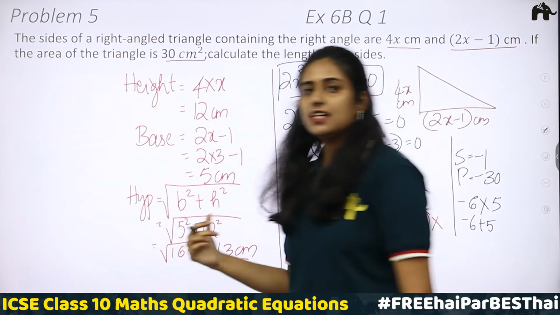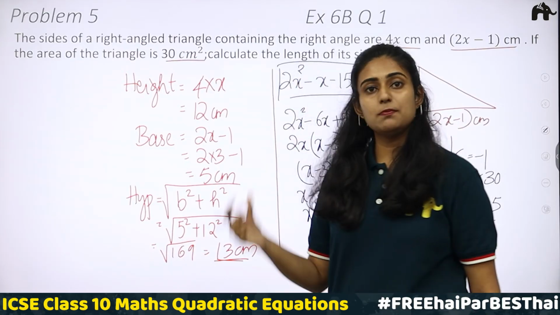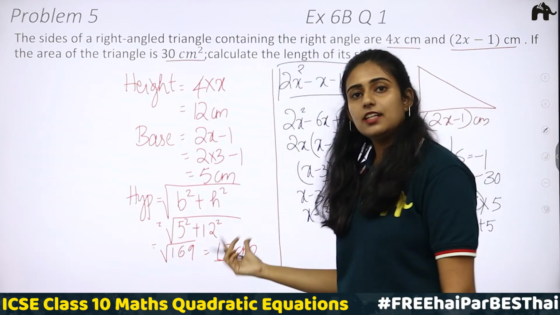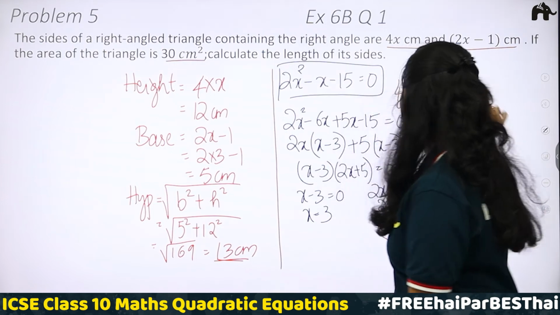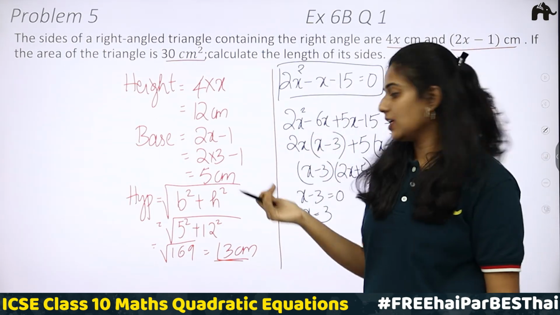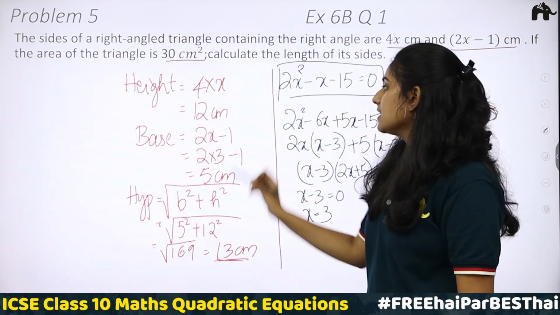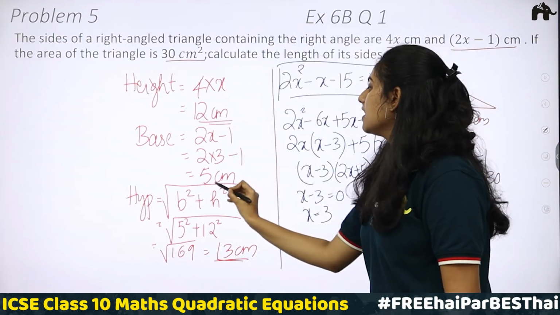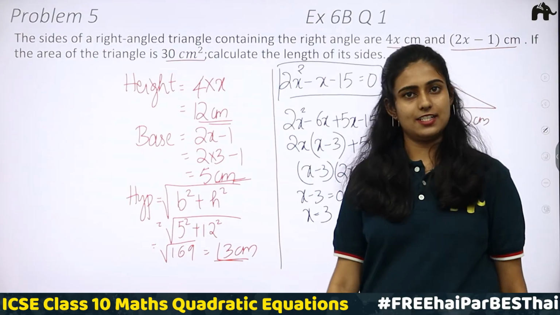Can we take minus 13? Root of 169 is plus or minus 13. Negative 13 cannot be taken because this is side of a right triangle. Side of right triangle cannot be negative. Okay. So, we got the sides 12 centimeter, 5 centimeter and 13 centimeter.